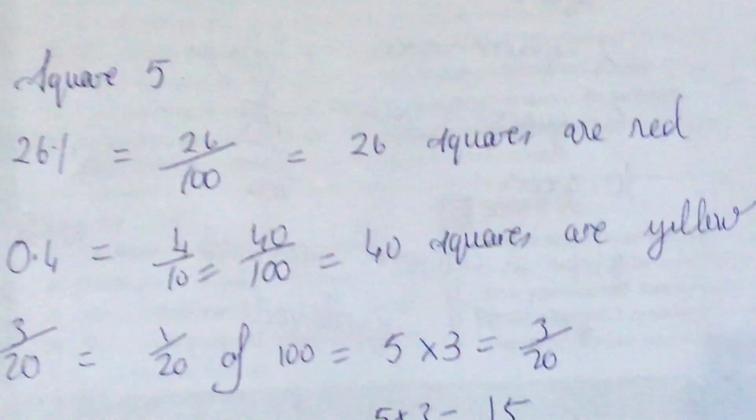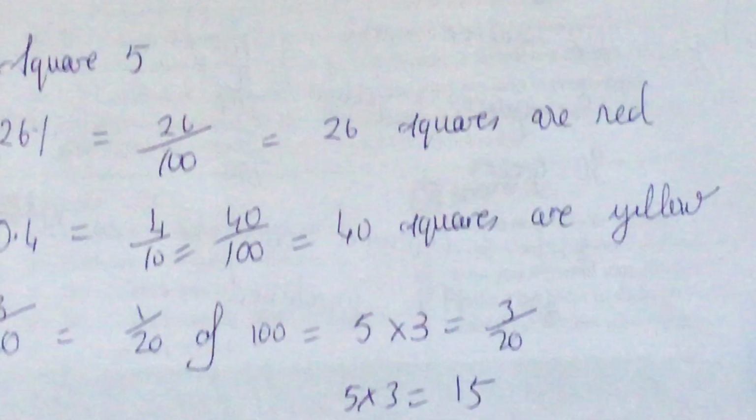26% is 26 out of 100. Out of a total of 100, 26 are coloured red. So that's 26 squares are red, straightforward.